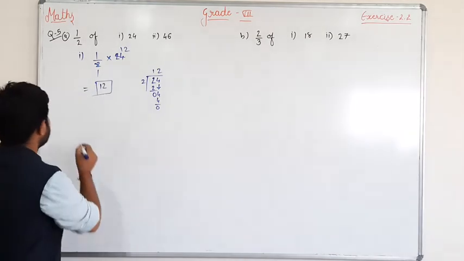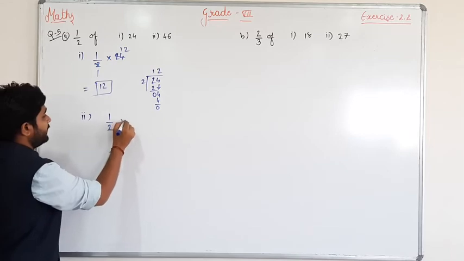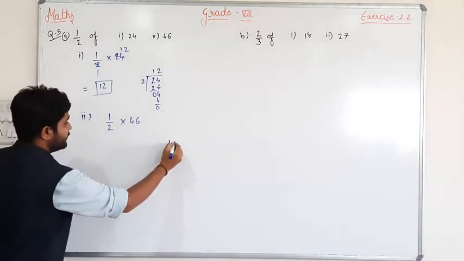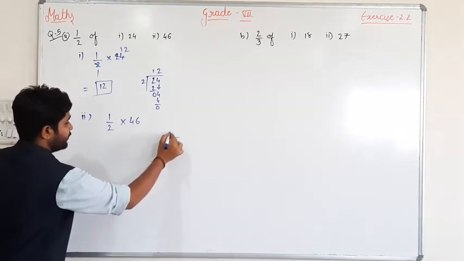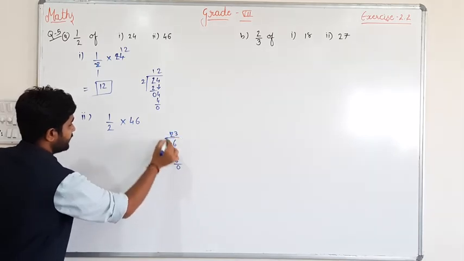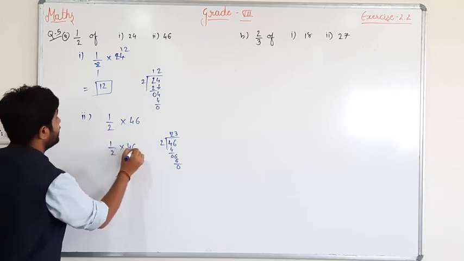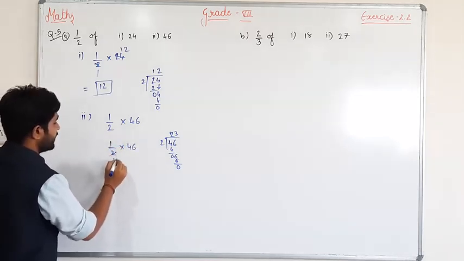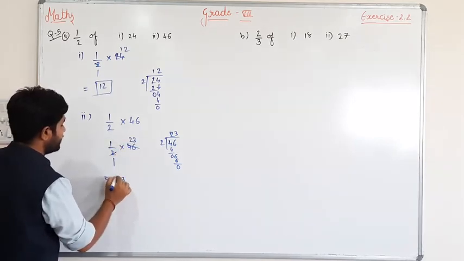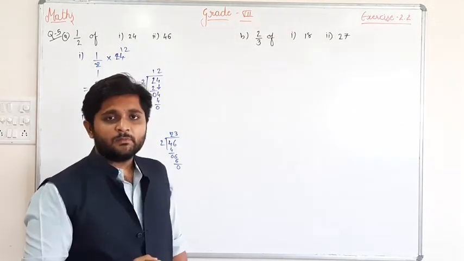So 1 upon 2 of 46. So 2 number multiplied by 46. Now let me do 46 divided by 2. 2 2s are 4, 2 3s are 6, 23 2s are 46. So 2 1s are 2, 2 23s are 46. So the answer is 23. So friends, this way we can solve the multiplication of the fraction.